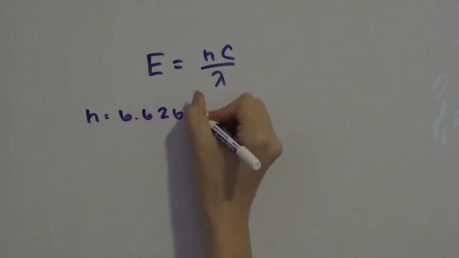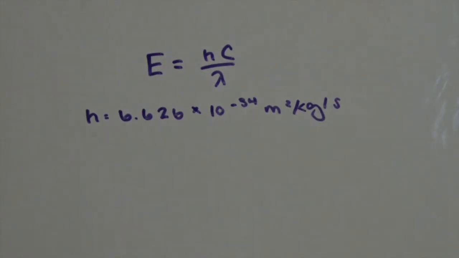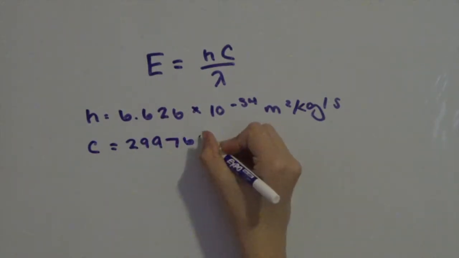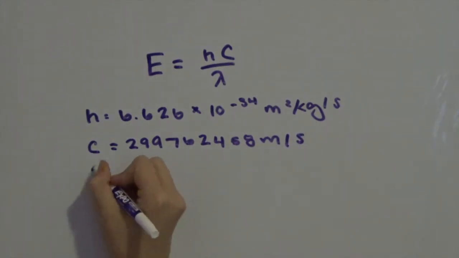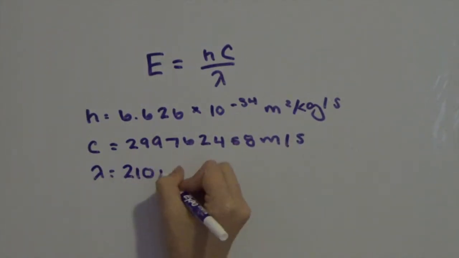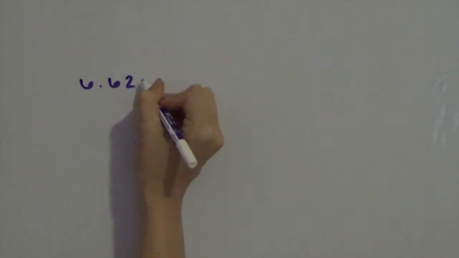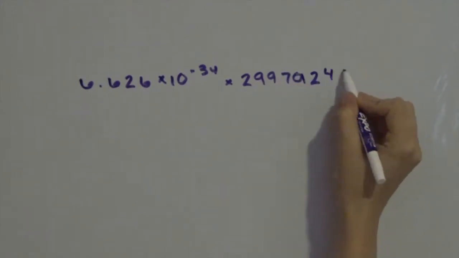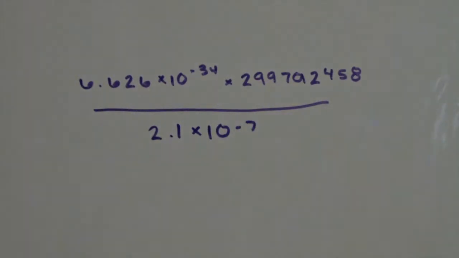We plug in Planck's constant, which is about 6.626 times 10 to the negative 34th meters squared kilograms per second, and the speed of light, which is 299,792,458 meters per second. And the wavelength was already established as 210 nanometers, which we can convert to 2.1 times 10 to the negative 7th meters. After we plug everything into the equation, we end up with 9.459 times 10 to the negative 19th joules.